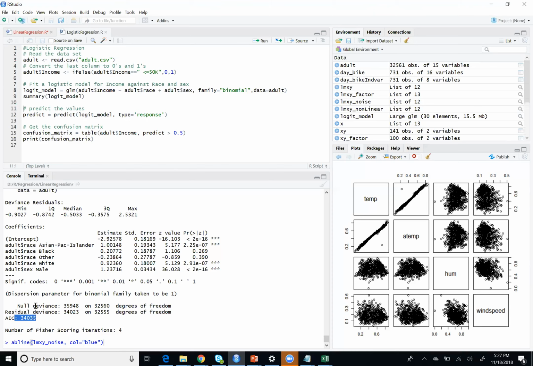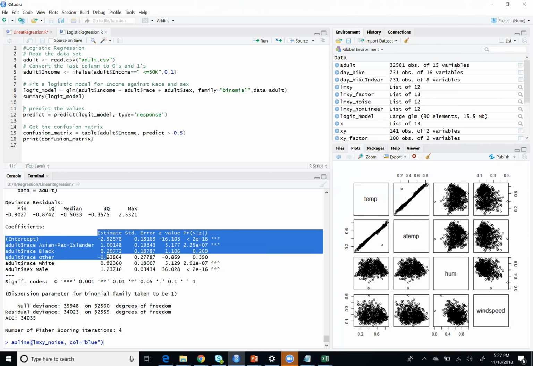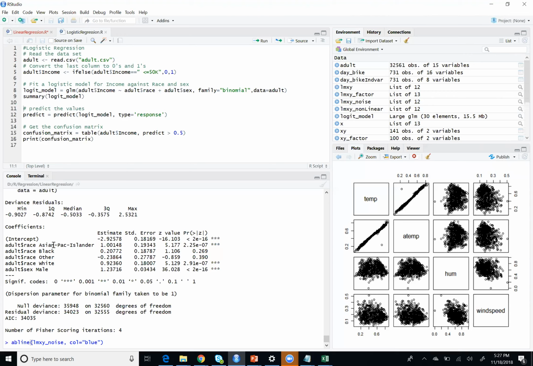It's something called null deviance. What does null deviance mean? Null deviance means that if you don't take any data, if you only take the intercept value. By the way, firstly, these are the estimates of the coefficients for each of the values. When we took the race, we have 4 races, right? 1, 2, 3, 4 races. These are the coefficients for each individual race, and this is the coefficient for male.